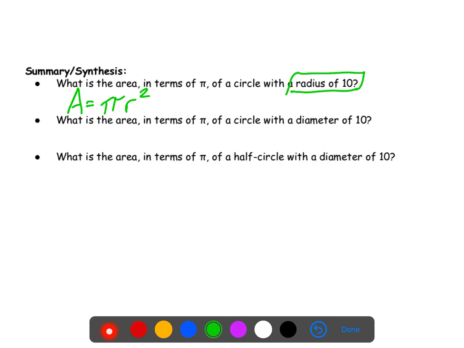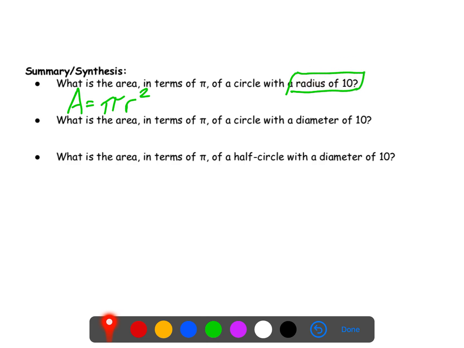So let's take the radius, which is 10. This is not going to require a calculator. That's the nice thing about working with in terms of pi. If the radius is 10, I need to square it. I need to multiply it by itself. 10 times 10 is 100.